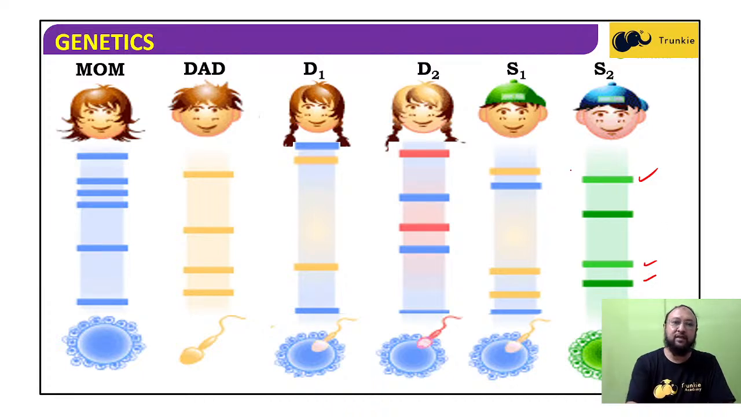Here this is taken from the mother, this is taken from the father, this is from the mother, and this is from the father. This is from the mother again, and this is from the father. Here also it is from the mother, and here it is from the father. Here also you can see this is from the mother.